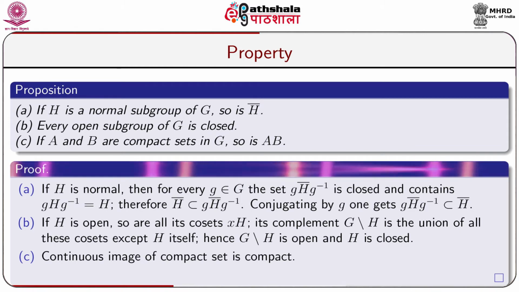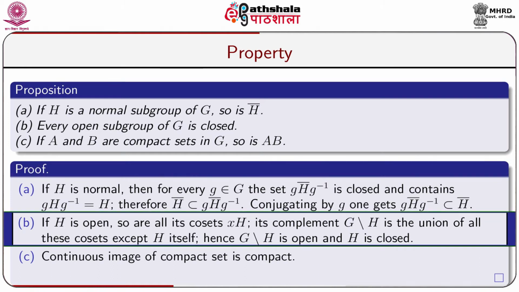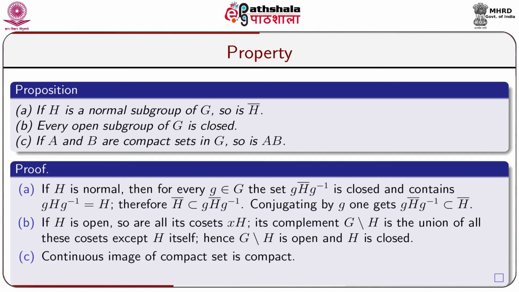Now, to prove B, let H be open. So are all its cosets xH, since left multiplications are homeomorphisms. Therefore, its complement G minus H is the union of all these cosets except H itself. Hence, G minus H is open and therefore H is closed. This proves that every open subgroup of G is also closed.